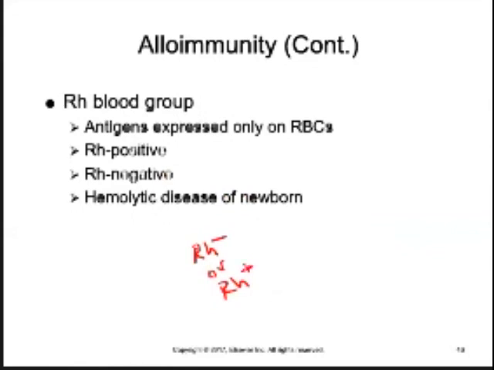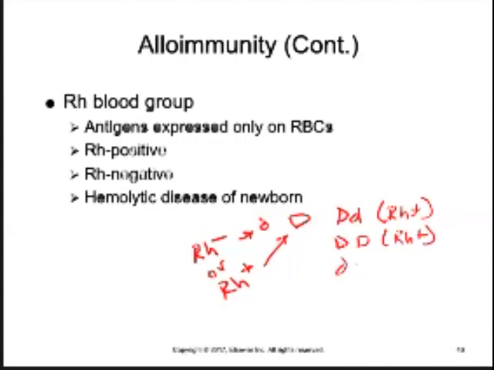Okay. It's a dominant allele. All right. And the name of the gene is D. You either have the capital D allele, which is the Rh positive, or you have the little d allele, which is Rh negative. So if you're big D, little d, you're Rh positive. If you're big D, you're Rh positive. And if you're little d, you're Rh negative.